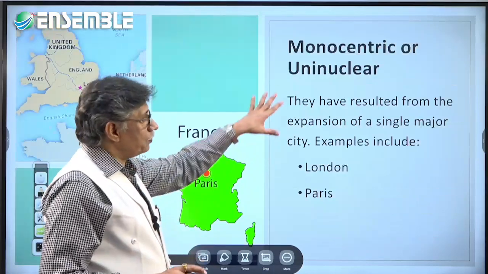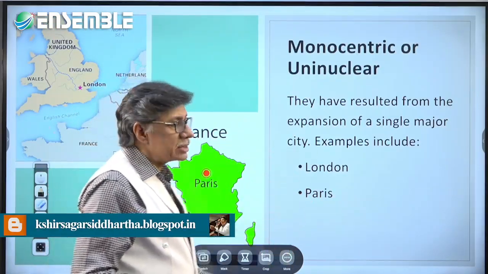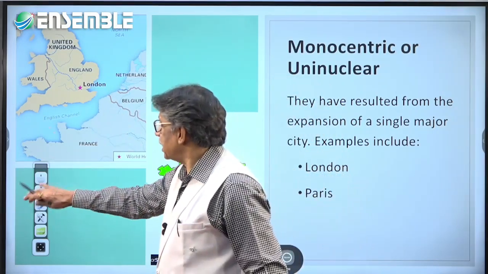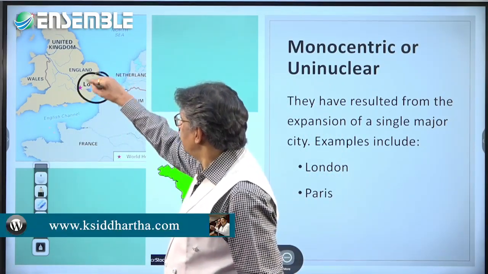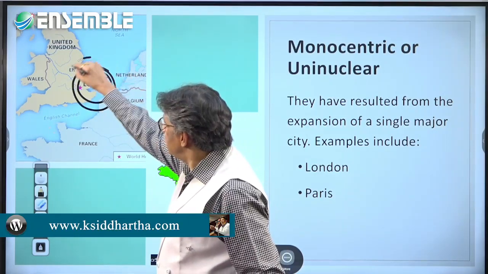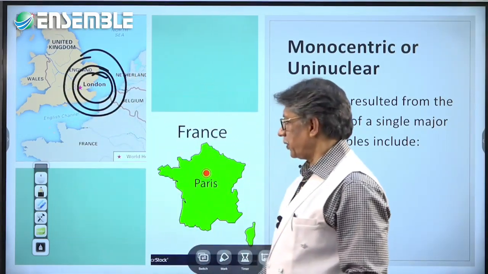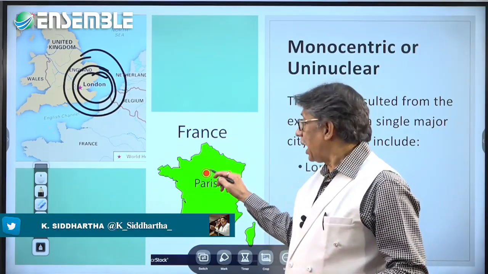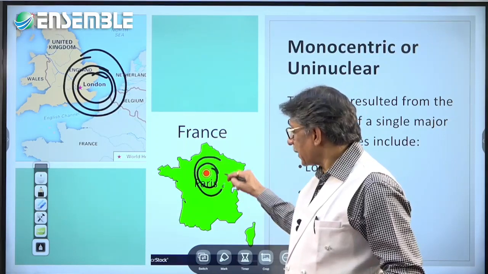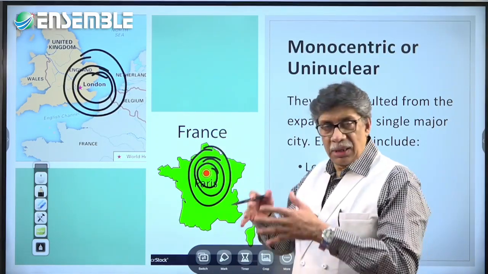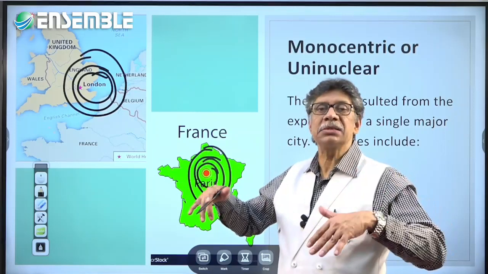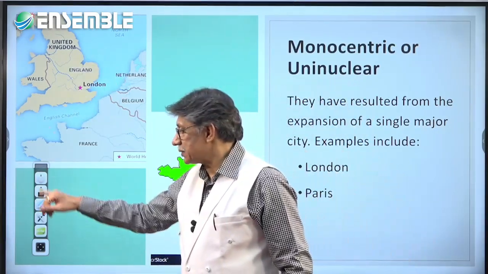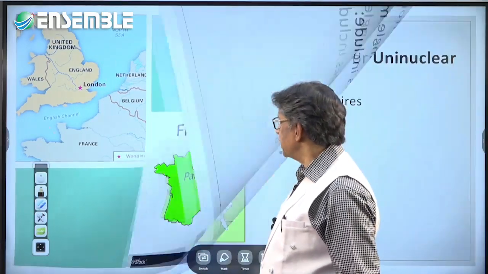So for uninuclear, the best example is London and Paris. London is at the center portion, and it has become larger and larger to engulf a good number of centers. Paris is a nucleus, a nodal center, and because it is a nodal center, it expands, and in this process of expansion it has a good number of other centers as well. Two very good examples in this case.